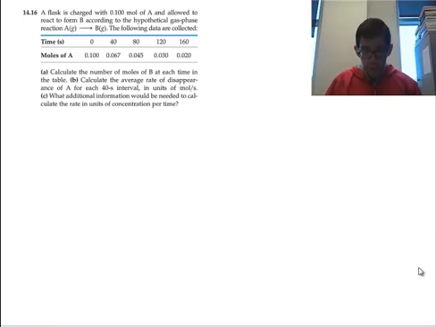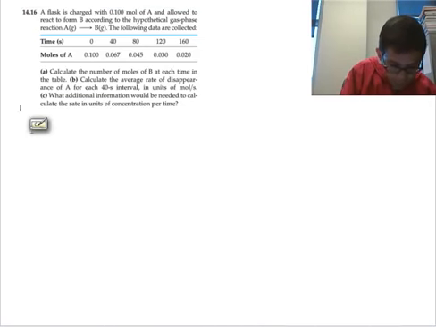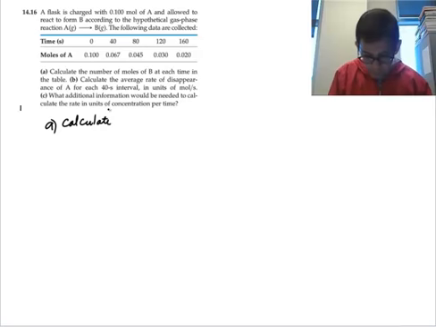A flask is charged with 0.100 moles of A and allowed to react to form B. You are given the moles of A remaining versus time. Calculate the number of moles of B at each time in the table.